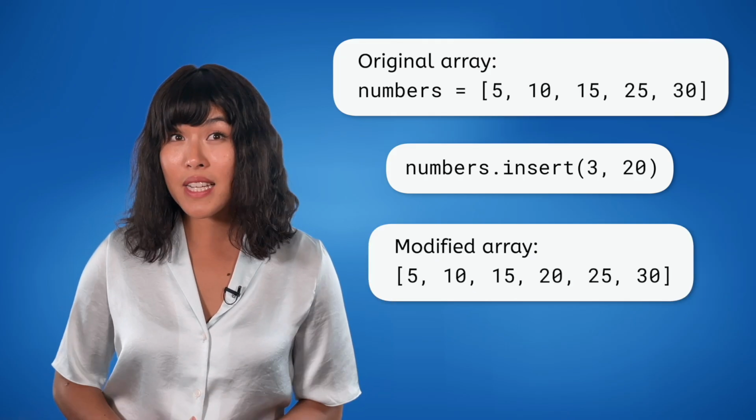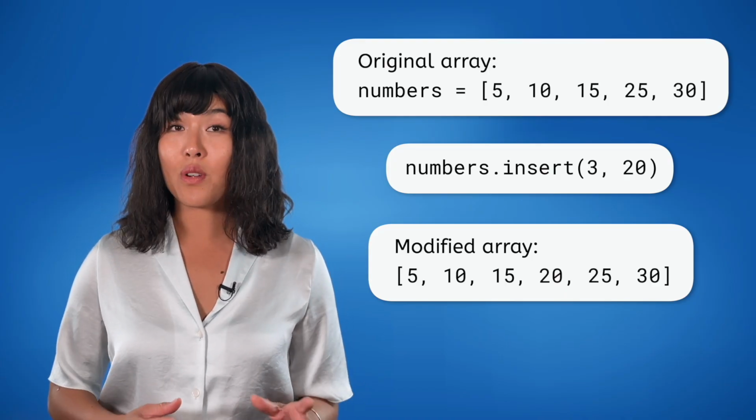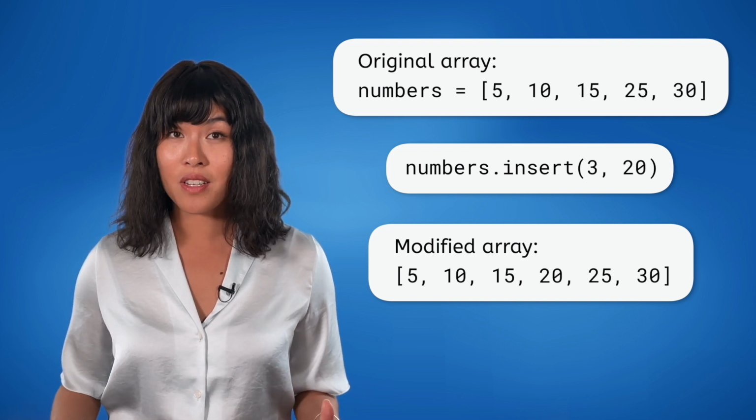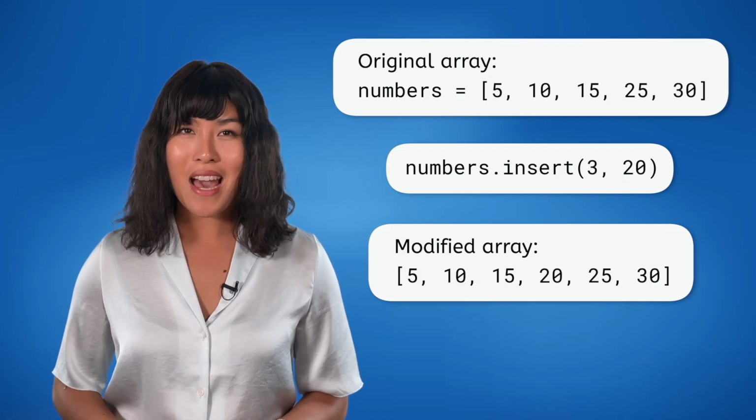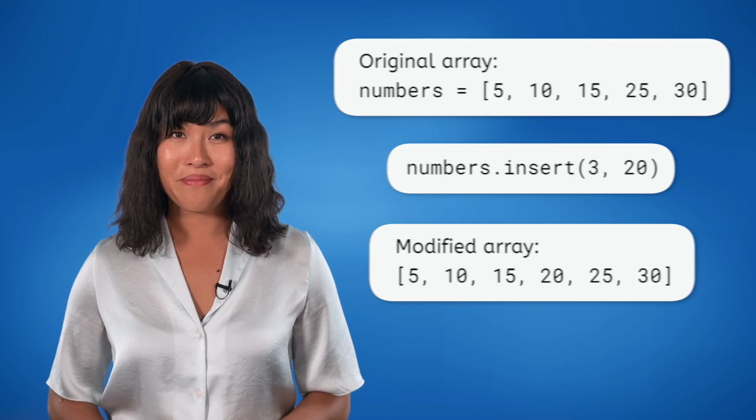Recall that the first index is 0 in an array. Since both the index and the values are integers, it can be confusing as to which parameter is which. Just remember to put the index first and the value second. As I'm sure you remember, order matters with parameters.